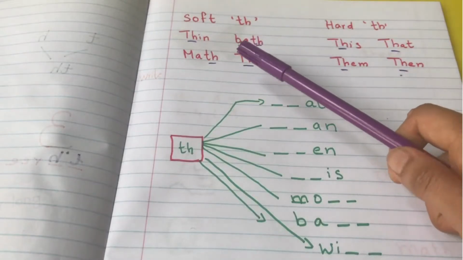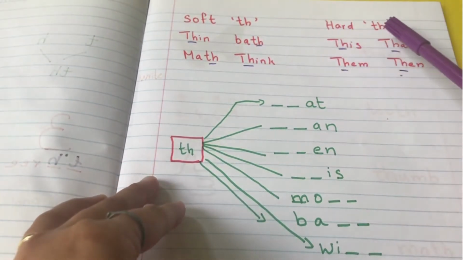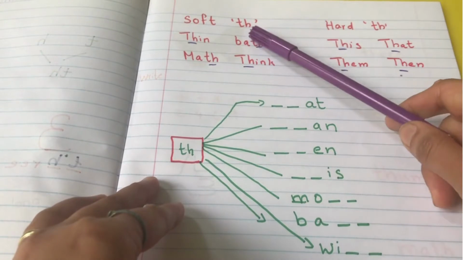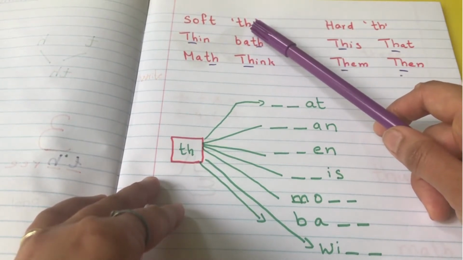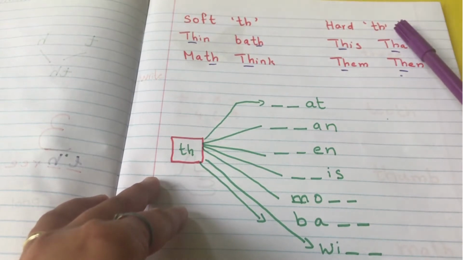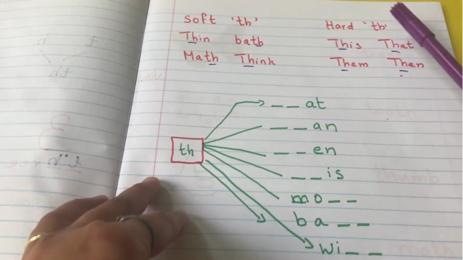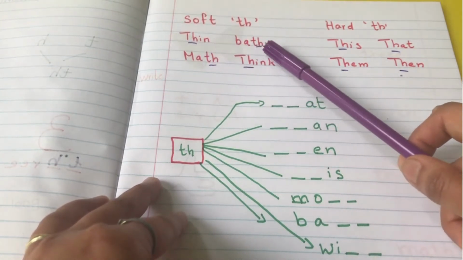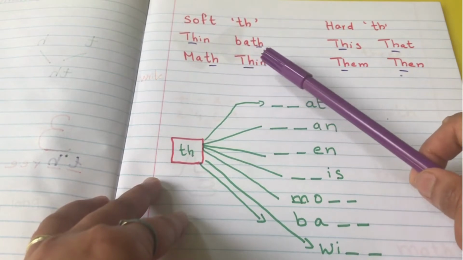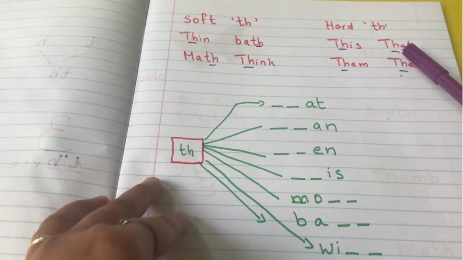For th, there are two types of sound, soft and hard th. When you say soft, your tongue should come in between your teeth. And when you say hard, your tongue should touch behind your front teeth. Some examples for soft are thin, bath, math and think. For hard, this, that, them and then.